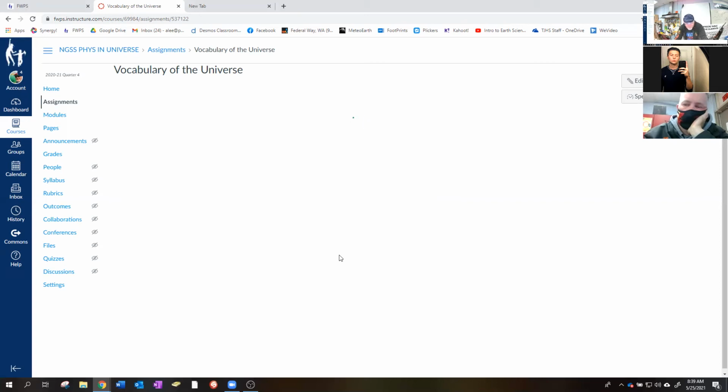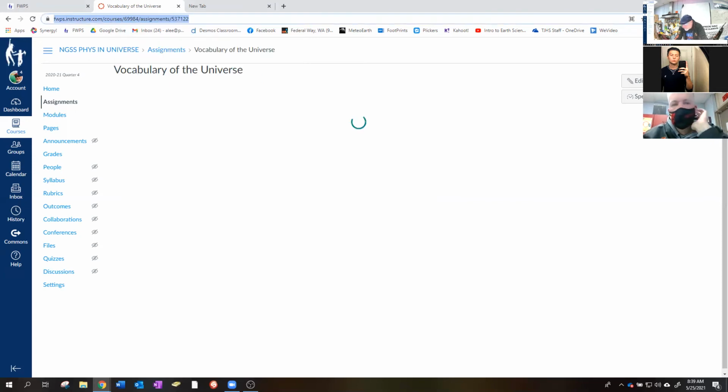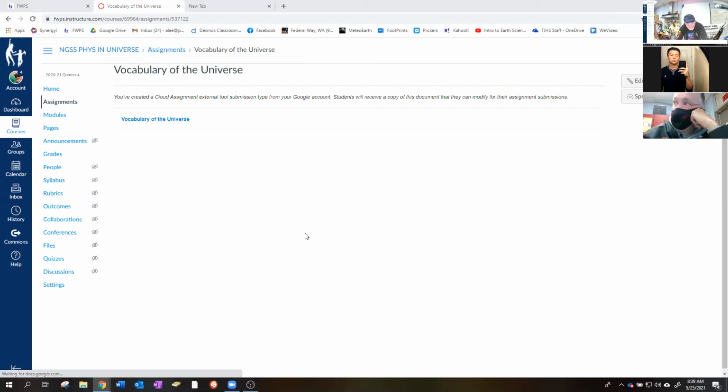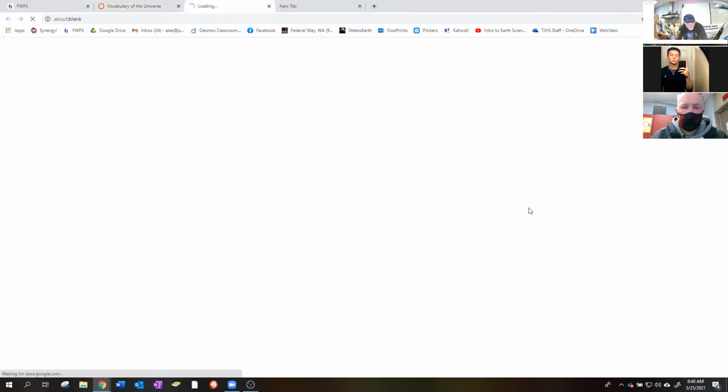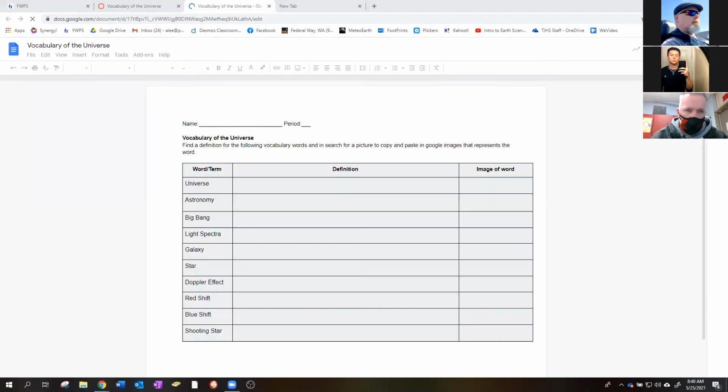So you should be able to open up this vocabulary of the universe document. I will put it in chat. There you go. I don't know why mine's taking so long to load, but I think I'm overloading my computer here.